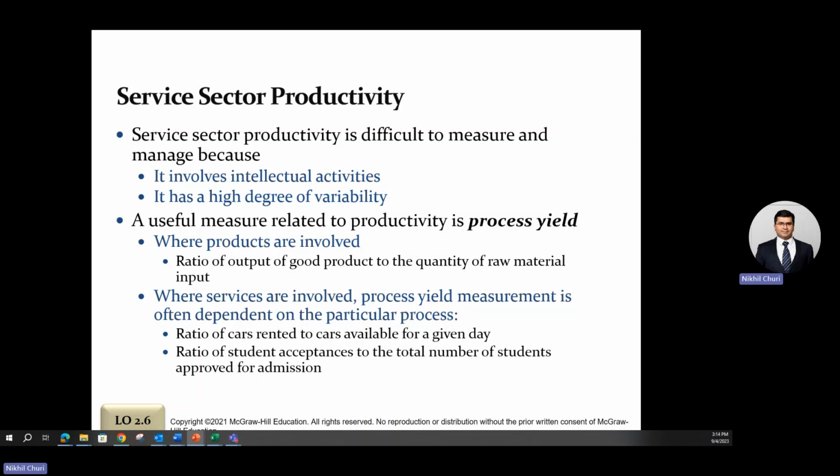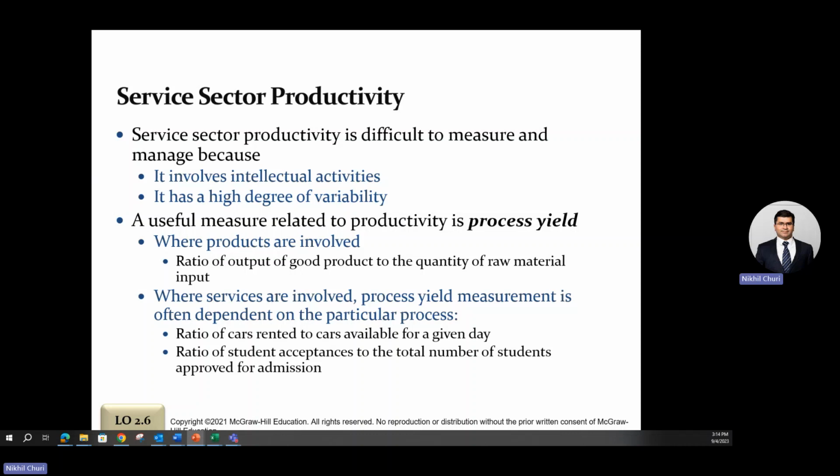And when services are involved, process yield measurement is often dependent on the particular process. It could be, for example, the ratio of cars rented to the cars available for a given day. And I think this is very real for the car rental business. This is a very, very important ratio they keep track of.